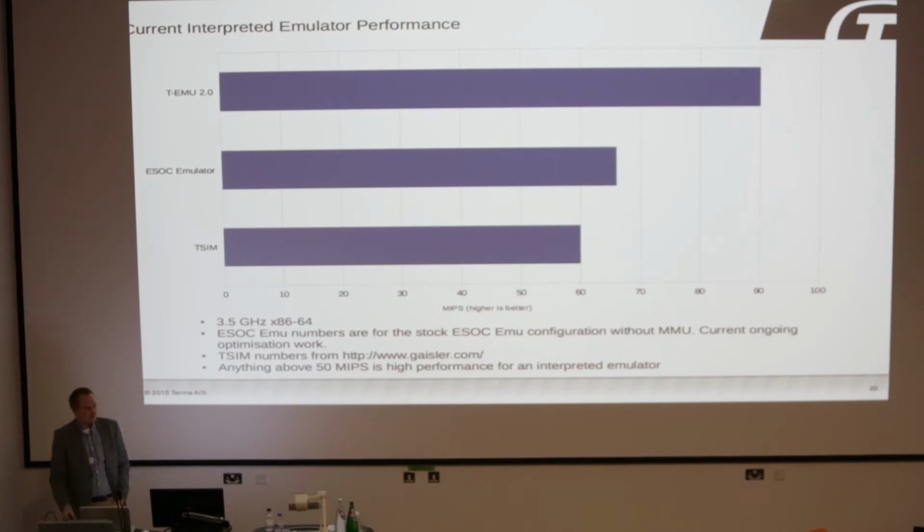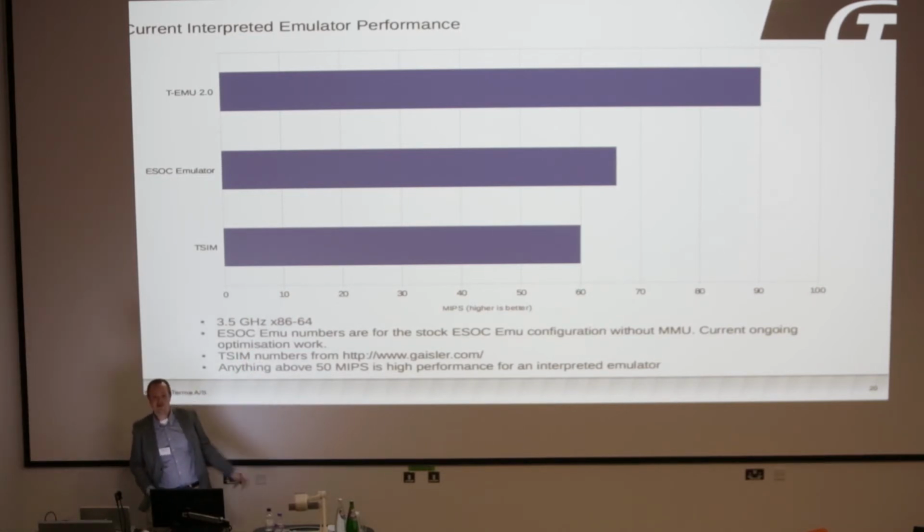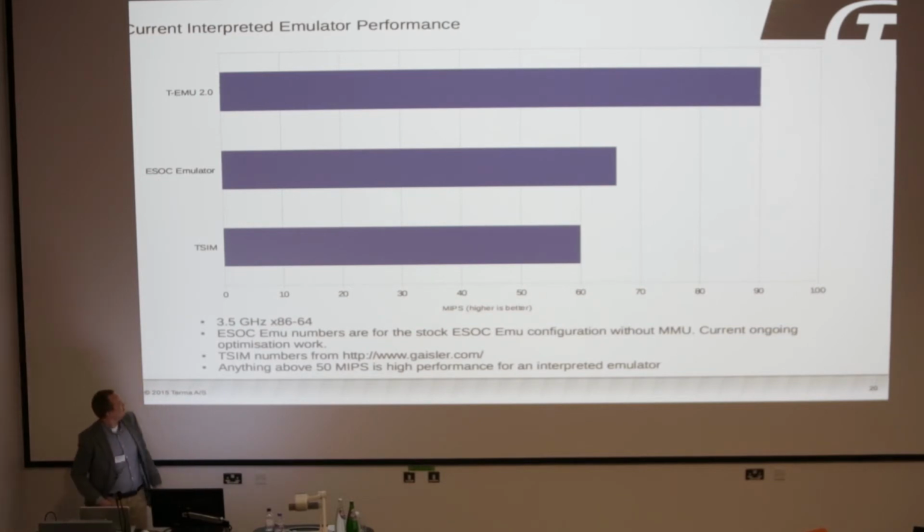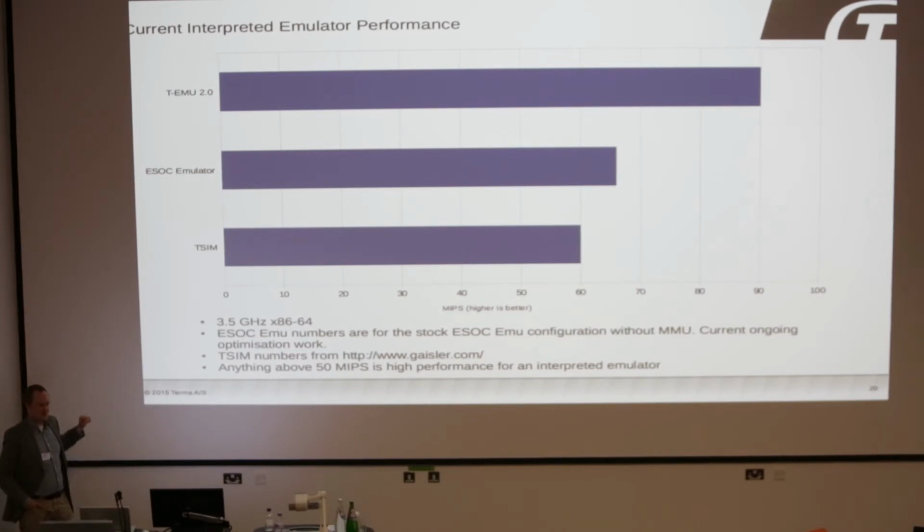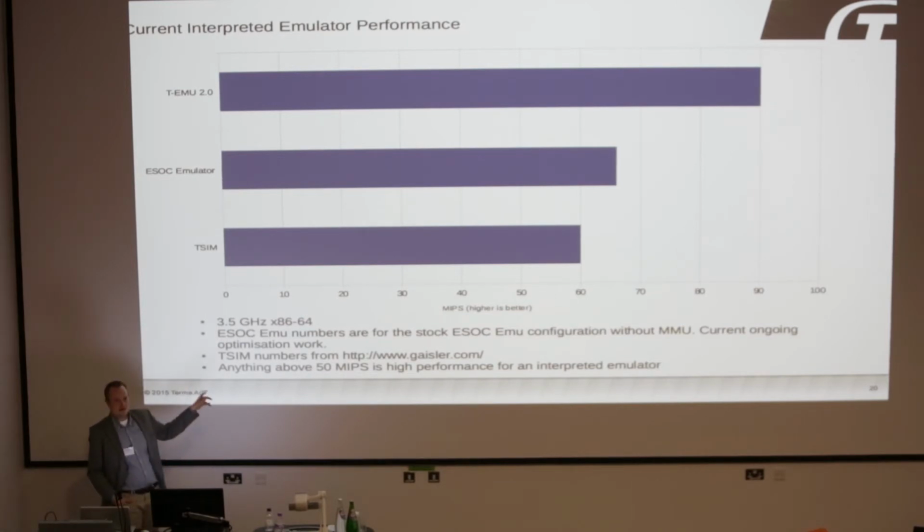One nice thing is that we don't have any slowdowns for having an MMU in the system, and with the ESOC emulator you drop down to 25 MIPS, so that's already a big difference. I don't know what the numbers for TSIM are because it's quite an expensive software product, so I'm just taking the numbers that they have published themselves. I should say that anything above 50 MIPS is pretty good for an interpreted emulator.